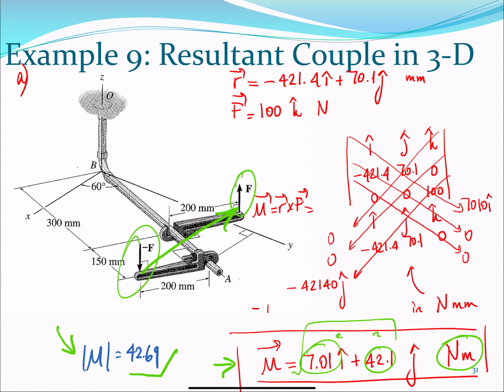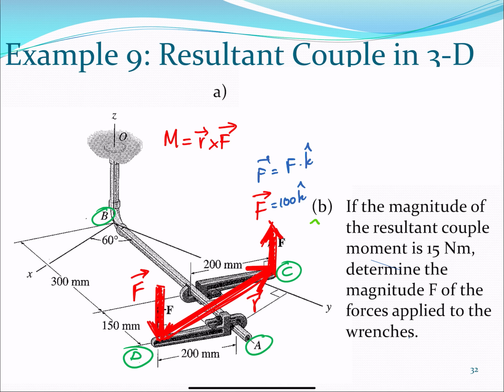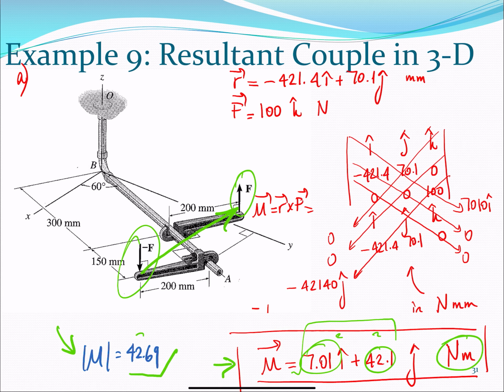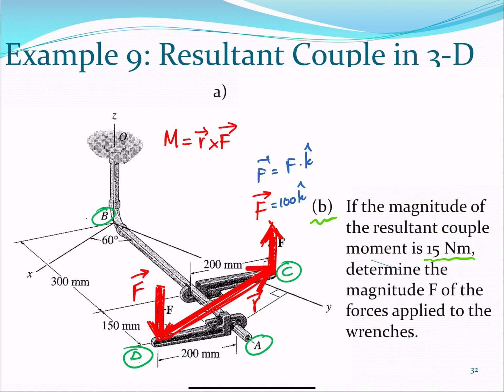Because let's see what part B has to say. If the magnitude of the resultant couple moment is 15, okay, wait a minute. What did I get as a magnitude in the previous part? Well, we got that it was 42.69. Well, if the magnitude is supposed to be 15, find the magnitude of the force applied to the wrenches.